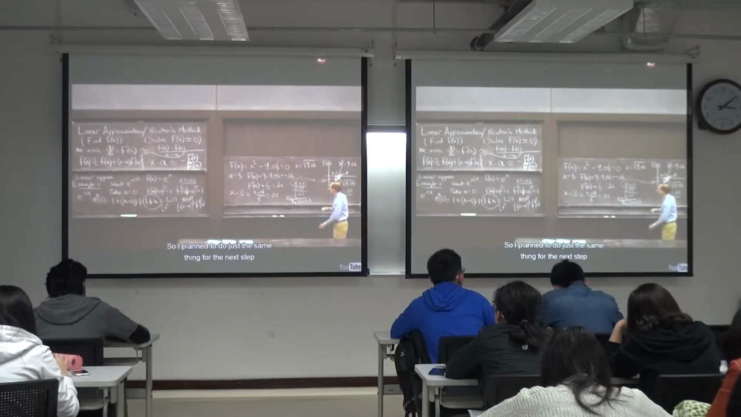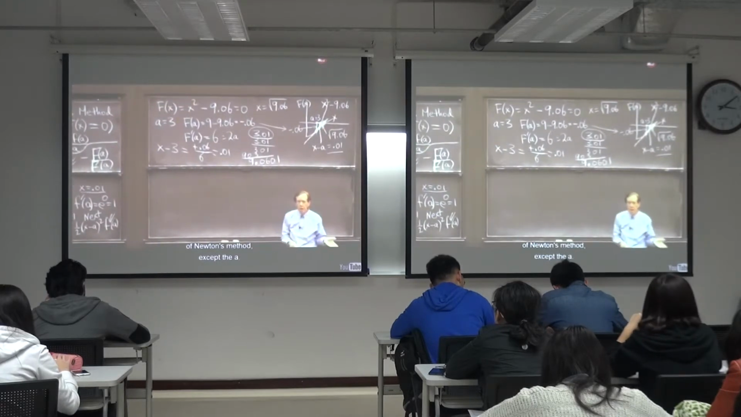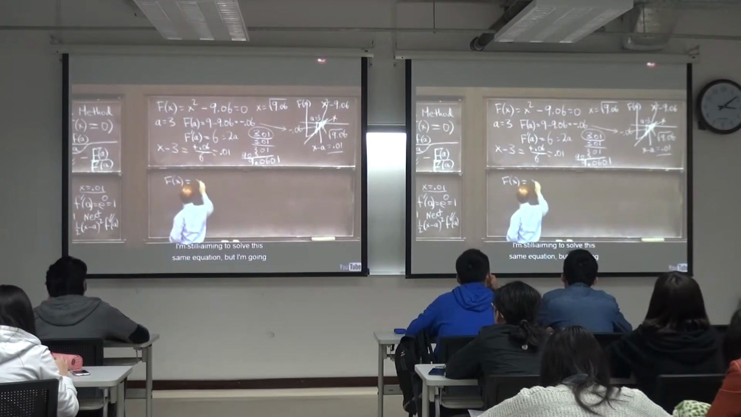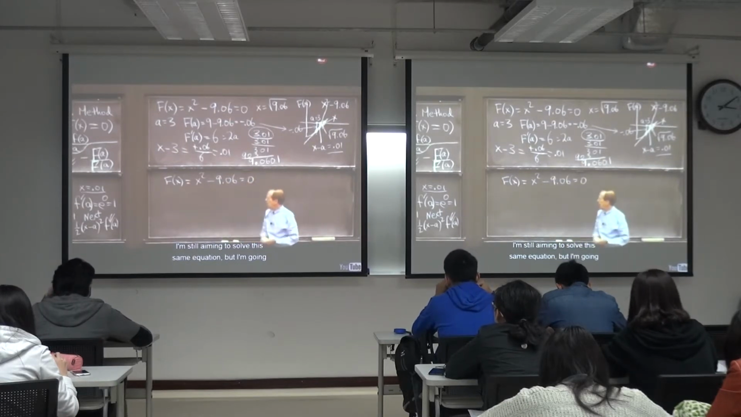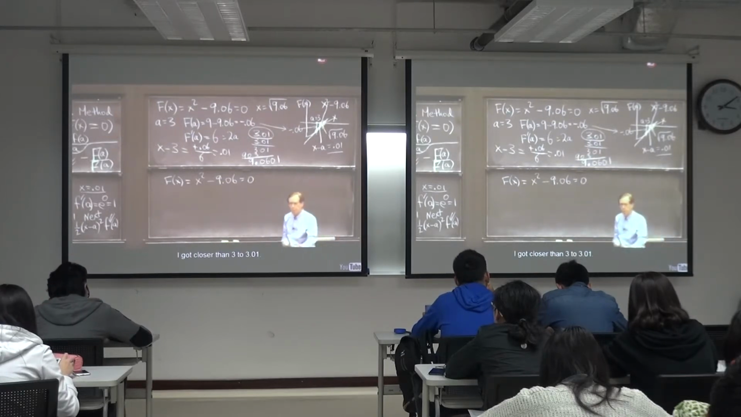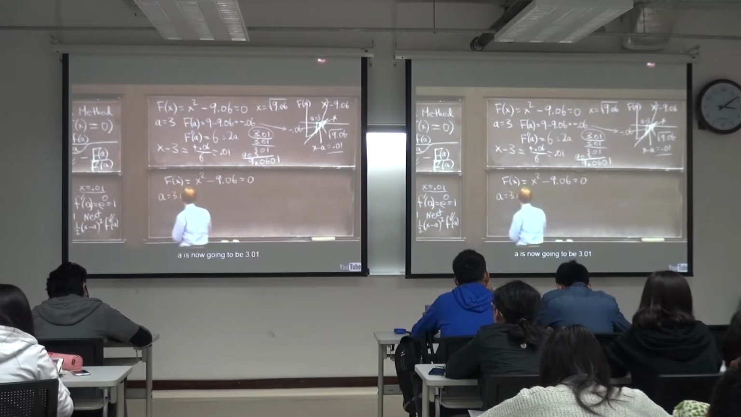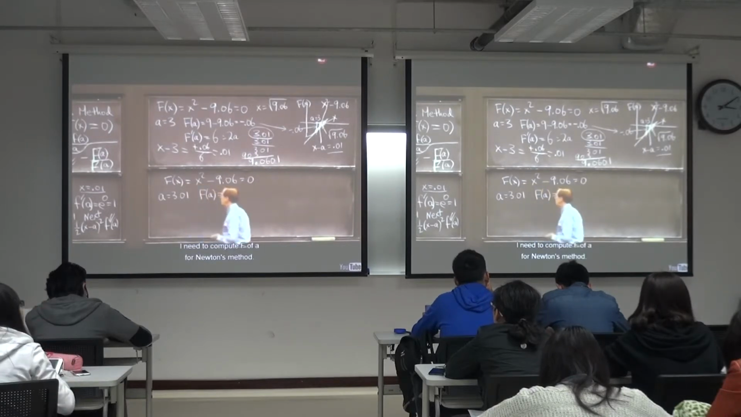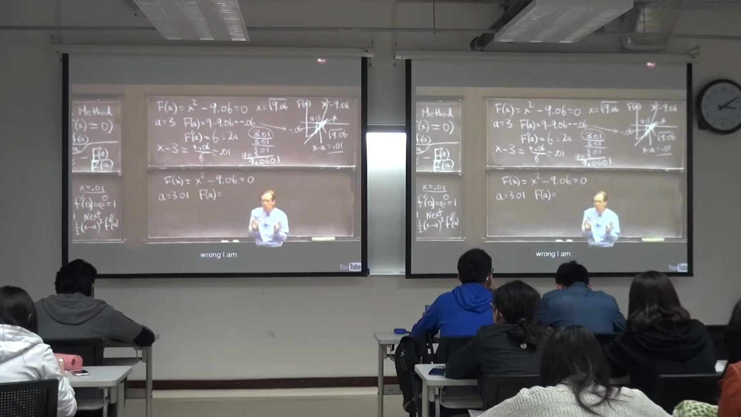So I plan to do just the same thing for the next step of Newton's method. f of x is still, I'm still aiming to solve this same equation, but I'm going to get closer than 3.01. I got closer than 3 to 3.01, now I'm going to restart there. A is now going to be 3.01. I need to compute f of A for Newton's method, so I have to do 3.01 squared and take away that to see how wrong I am.